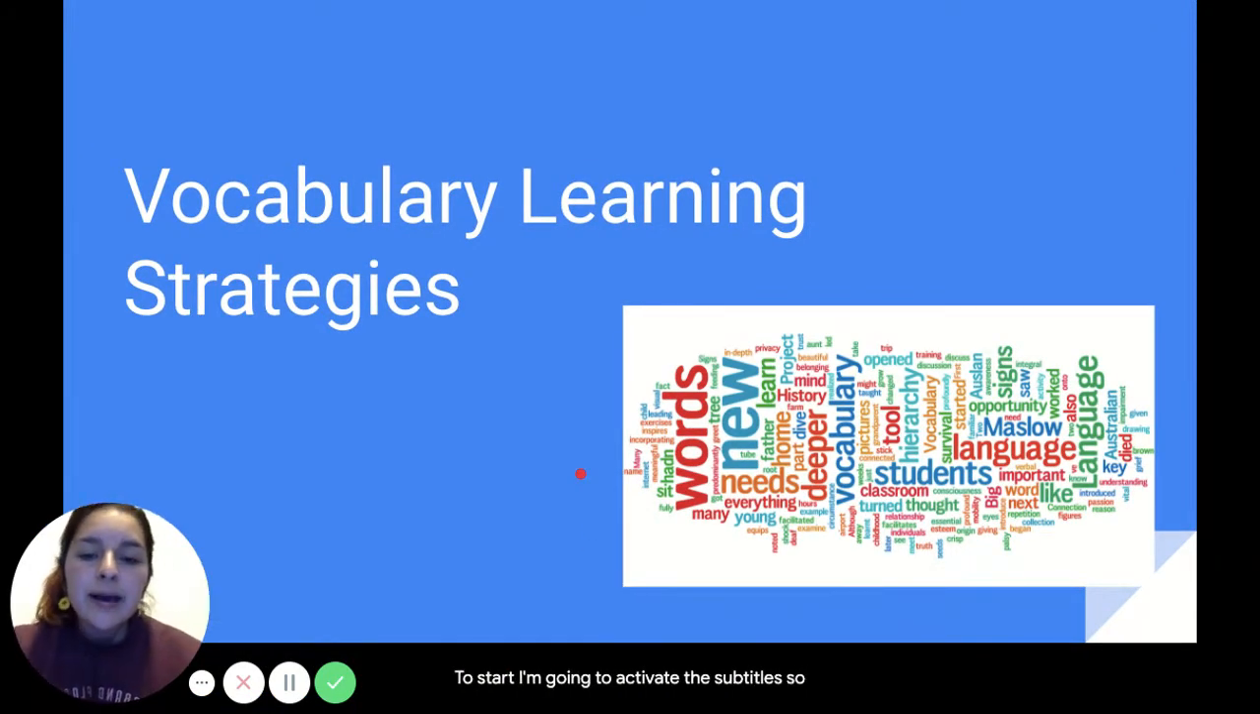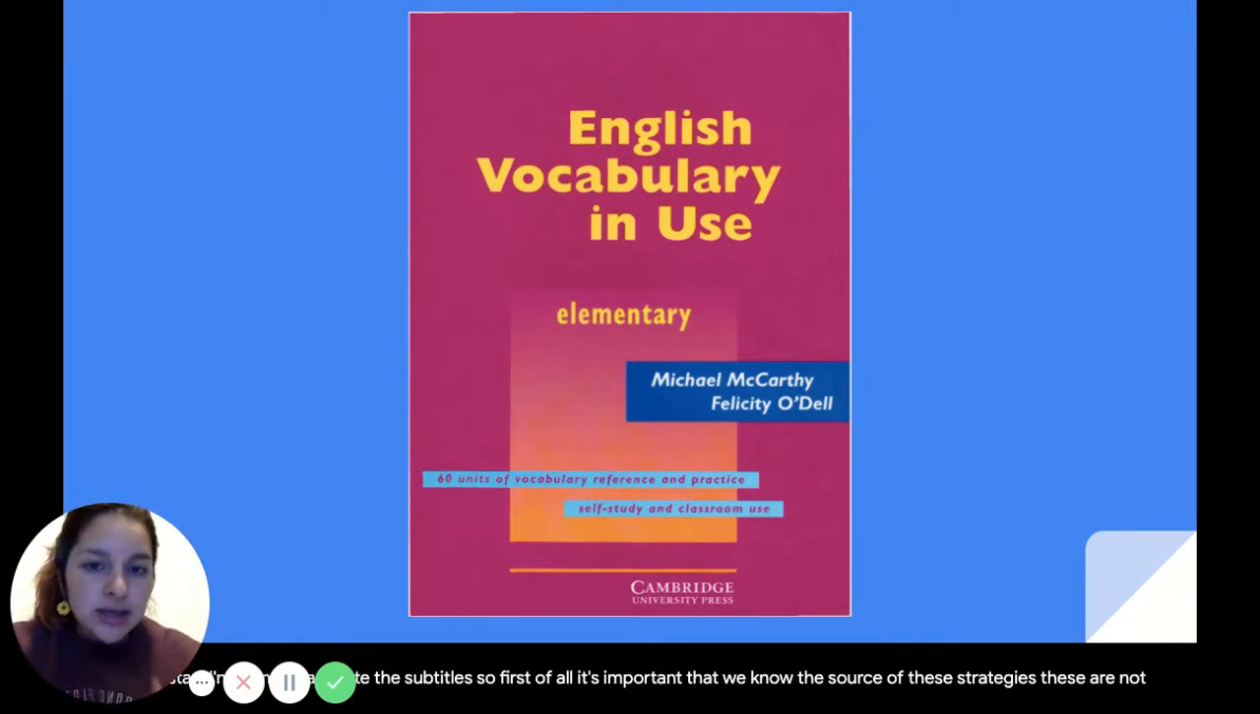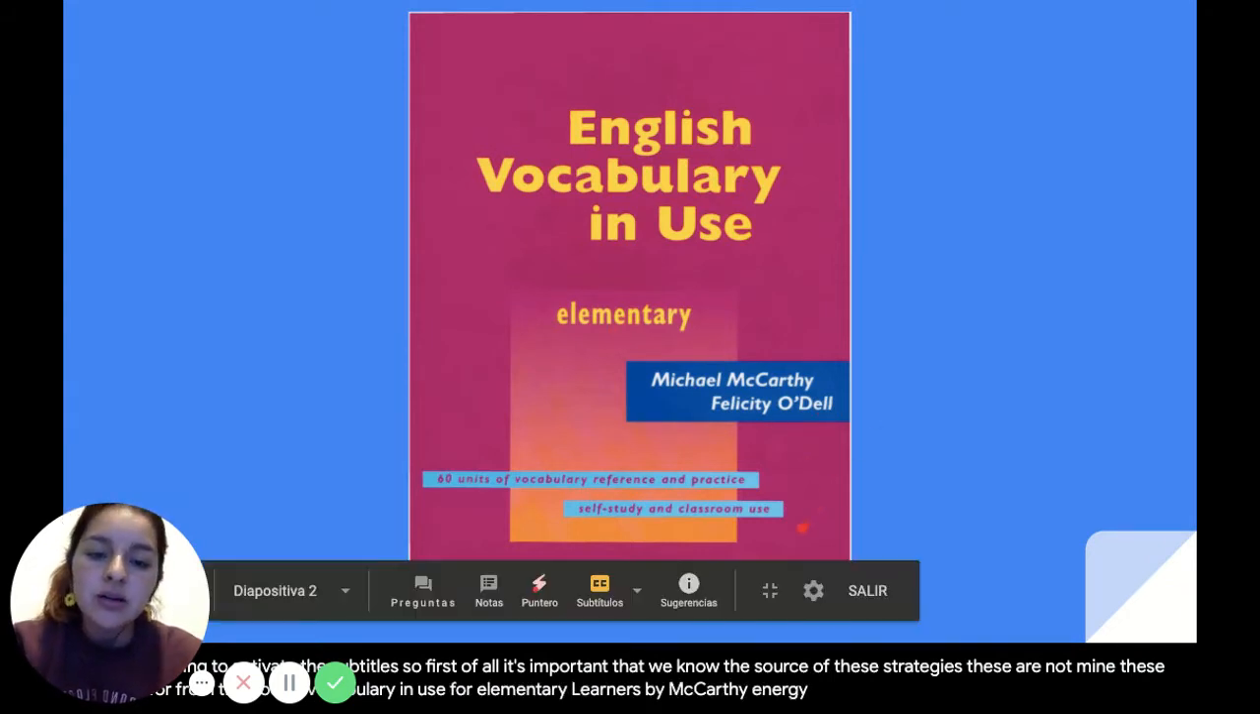So, first of all, it's important that we know the source of these strategies. These are not mine. These are taken from the book Vocabulary in Use for Elementary Learners by McCarthy and O'Dell, published by Cambridge University Press.